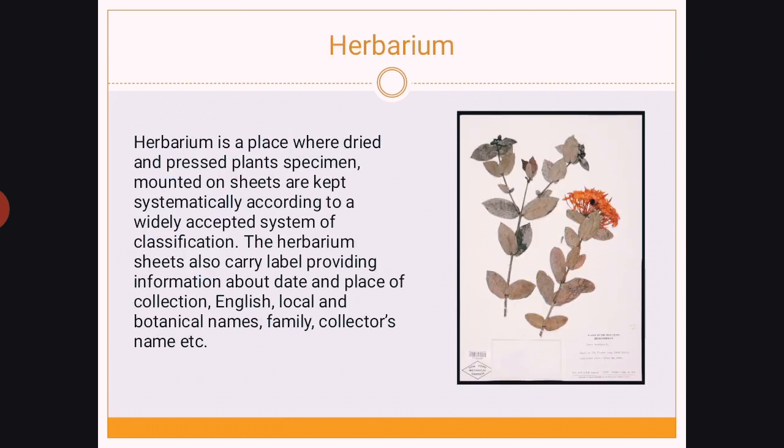Herbarium is one of the simplest aids. Dried specimens of plants are mounted on sheets and stored systematically according to the system of classification. Different parts of plants can be stored by this method. On the herbarium sheets, some data about the plant and its history of collection are noted for further reference.